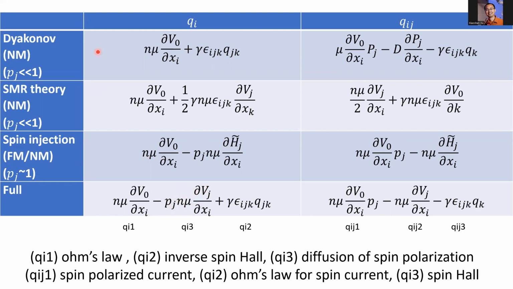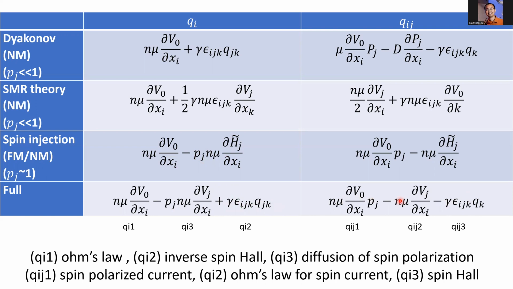In the spin Hall effect and spin Hall magnetoresistance, we talk about a non-magnet, so PJ is basically 0. So we don't have that. The third term is the inverse spin Hall effect, and it is small because of this gamma, a small number. We call this the spin Hall angle. It's typically less than 1%. So when we have spin injection, this term is quite significant, and we don't have to worry about the spin Hall effect or inverse spin Hall effect.